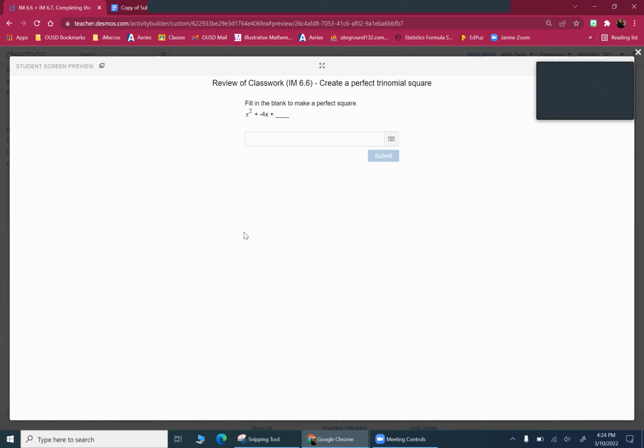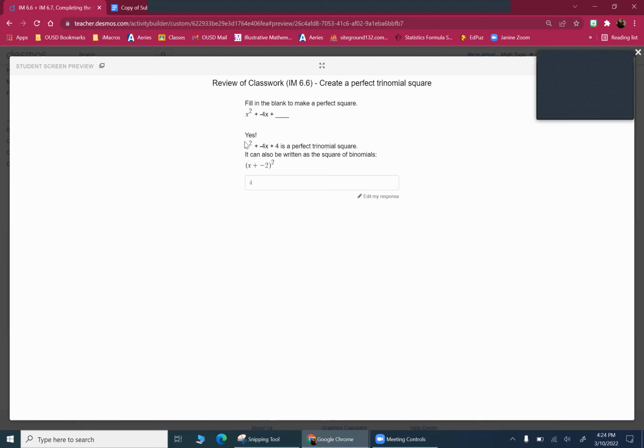This is a plus -4. You could also think of this as x squared minus 4x plus something. So I've got to figure out what that missing number is, and that's what I'm going to type in. I just did that for an example. So what is that missing number? Well, half of -4 is -2, and -2 times -2 is +4. So you can try one of those on your own in the link that I provided.